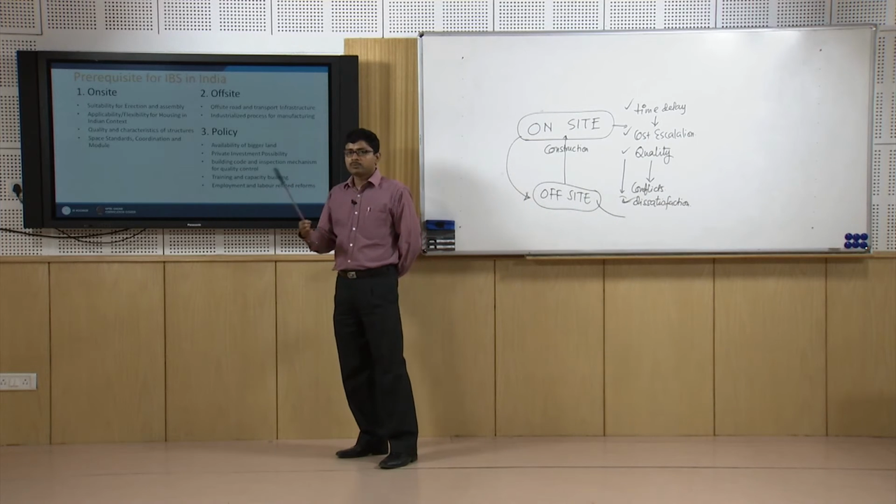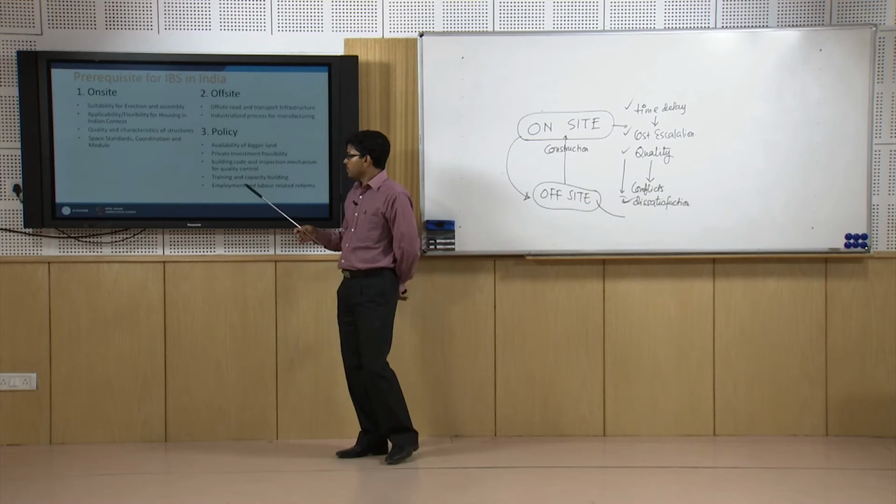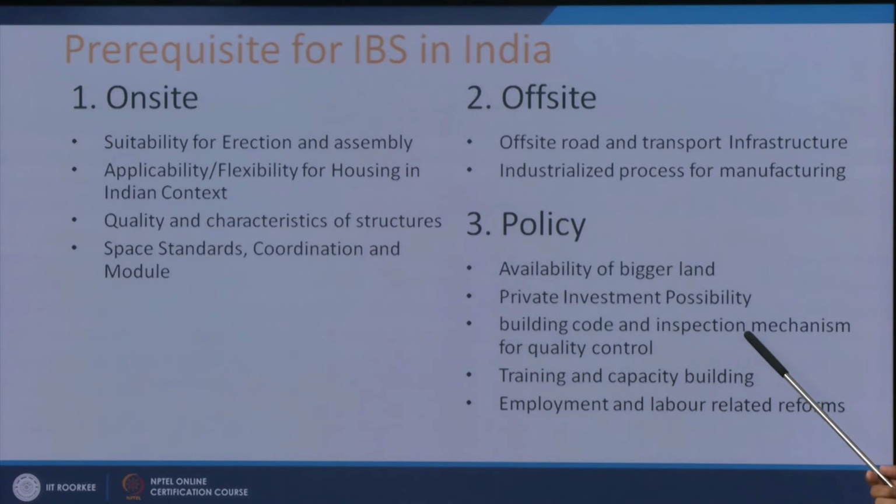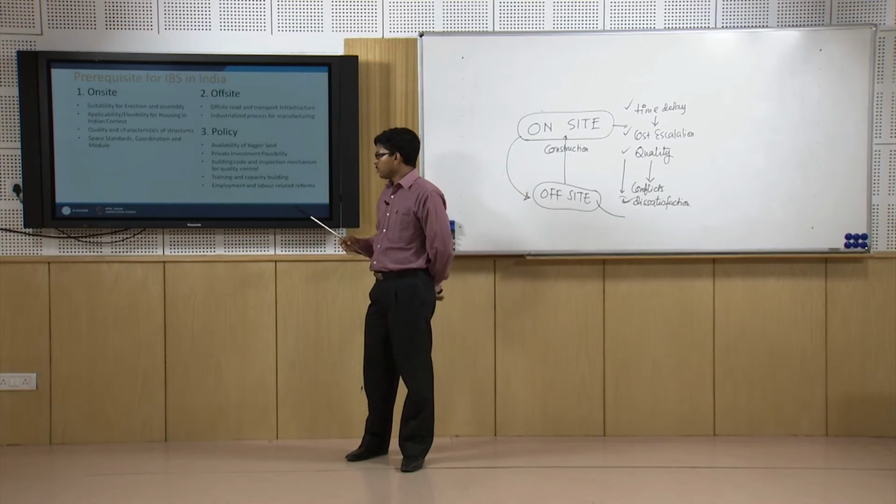And whenever there is a change of technology, there is a need for quality control. So, for this quality control we need building code and the inspection mechanism to ensure the quality. So, a new set of building rules, building code, and a new set of control mechanisms are required to be developed.